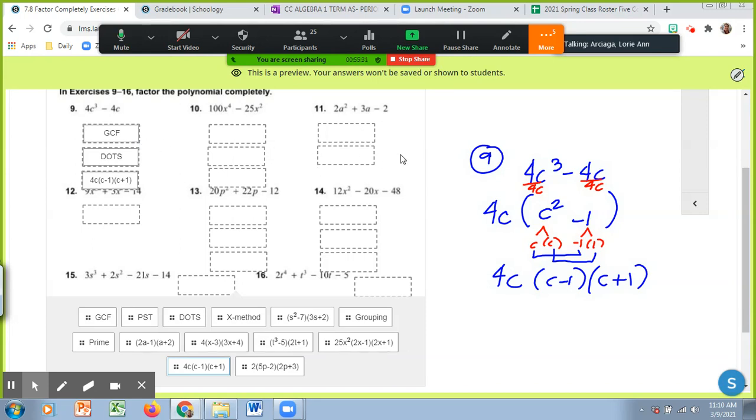Let's try number 14, shall we? Number 14.